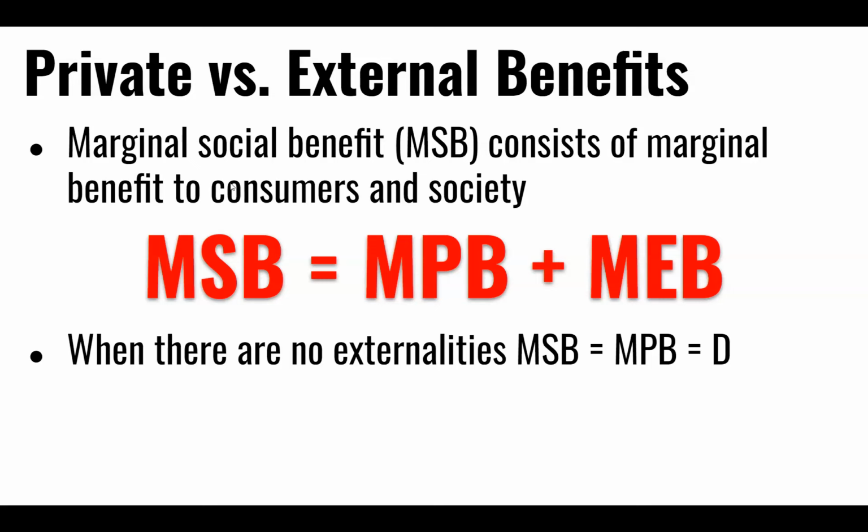When it comes to benefits, the marginal social benefit is the sum of my marginal personal benefit and my marginal external benefit. So the benefit I receive plus any benefit that other people receive equals our marginal social benefit. When there are no externalities, these two are the same. Personal and social benefit will be the same, and they are the demand curve. When there are externalities, there will be two different curves, as you'll see in just a minute.